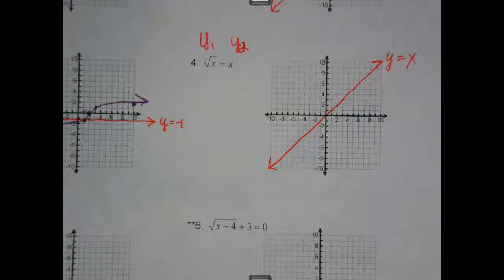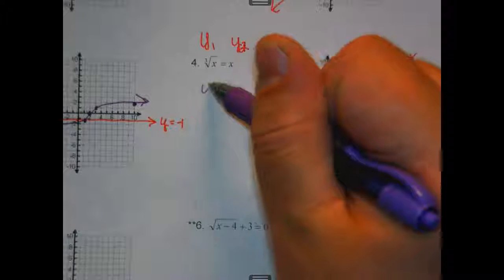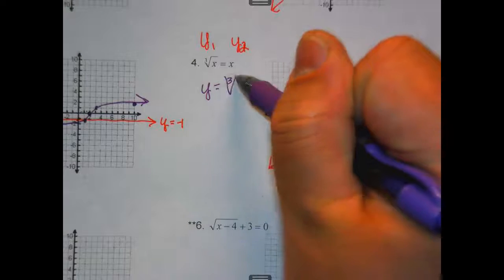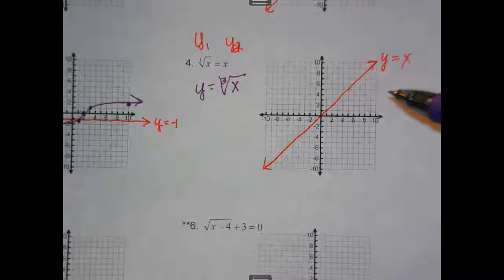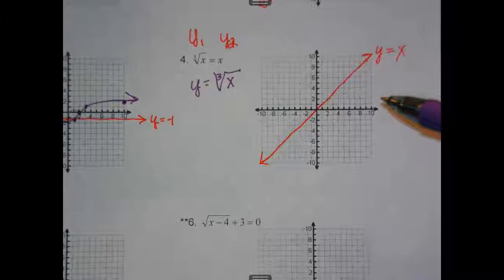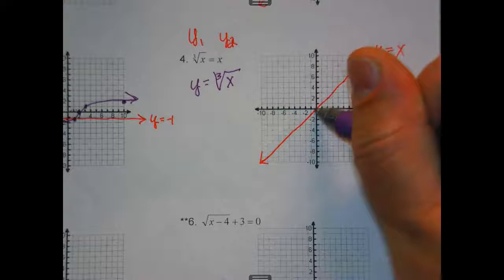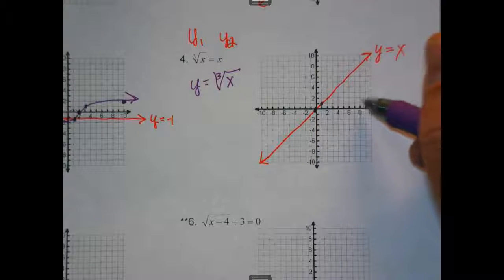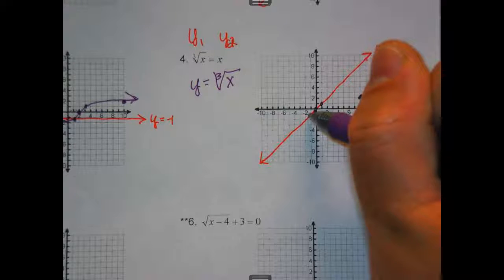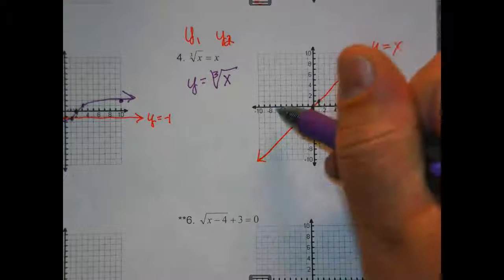Do you remember the cube root function? Remember what the points are? 0, 0, 1, 1, 8, 2, negative 1, negative 1, and negative 8, negative 2.